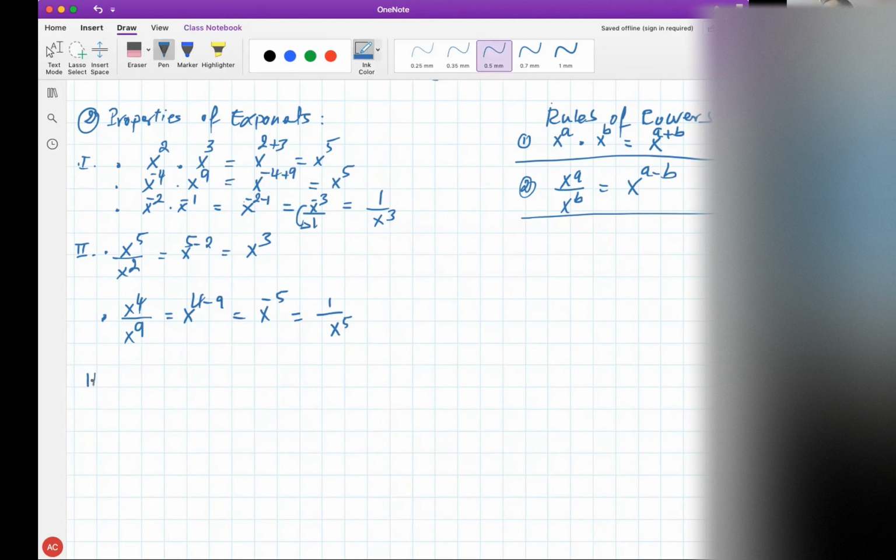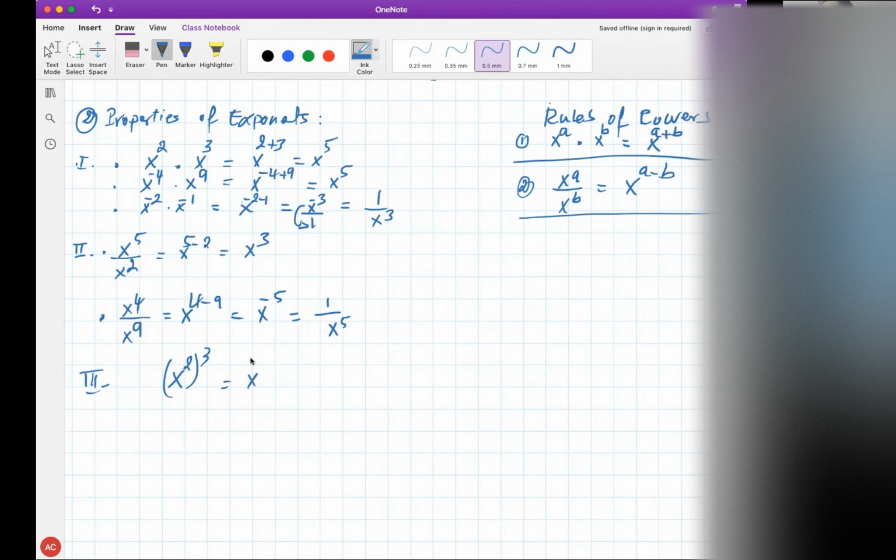The third rule is this. It says if you have one base with a power, and then another power on top of the first power. Only one base, not two bases like here. Just one base to a power and then another power over everything. How do you simplify these two powers? Maybe multiply. That's right, we times it. So it's going to be x to the power 2 times 3, which is x to the power 6. Very simple, just times them and that's it.